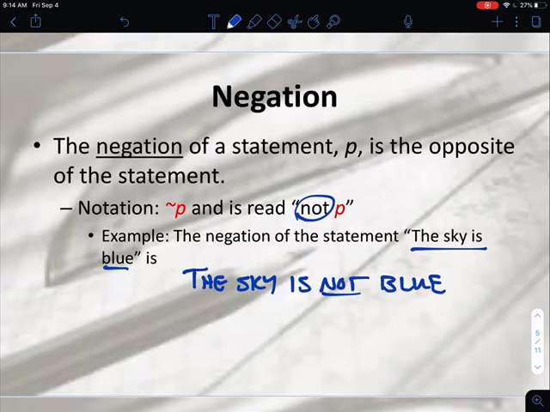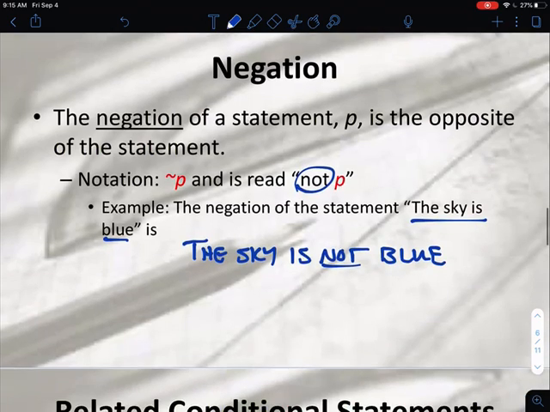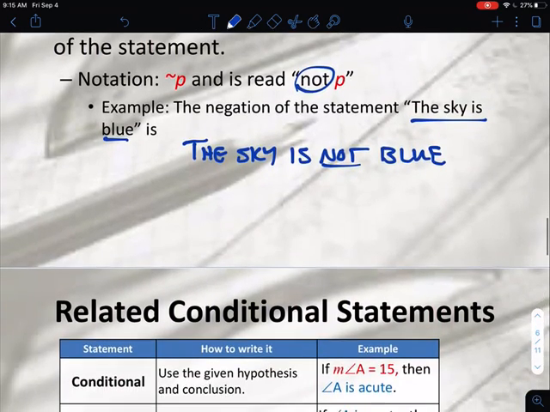Or if I had a statement, the sky is not gray. If I want to negate that, I would say the sky is gray. So you're either going to put the word not in, or you're going to take the word not out to negate a statement.